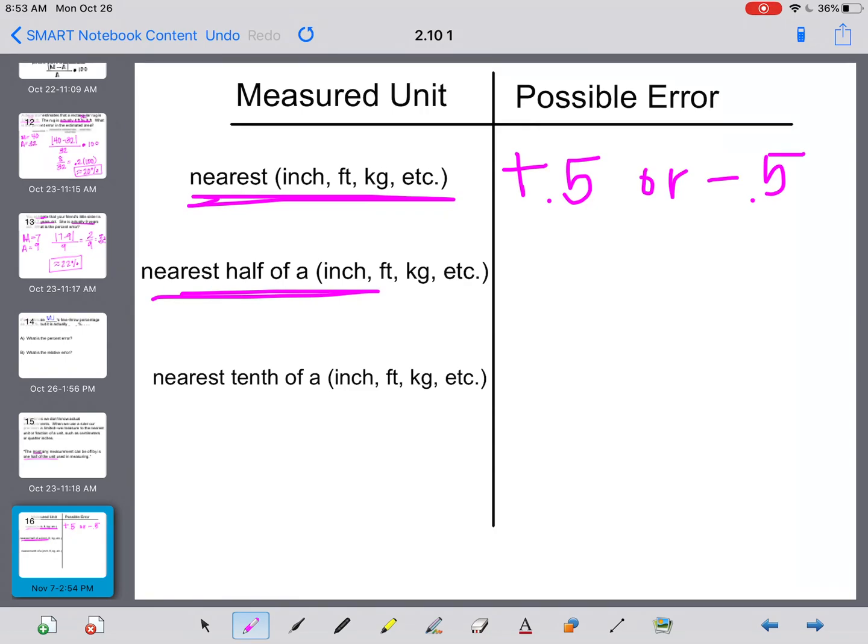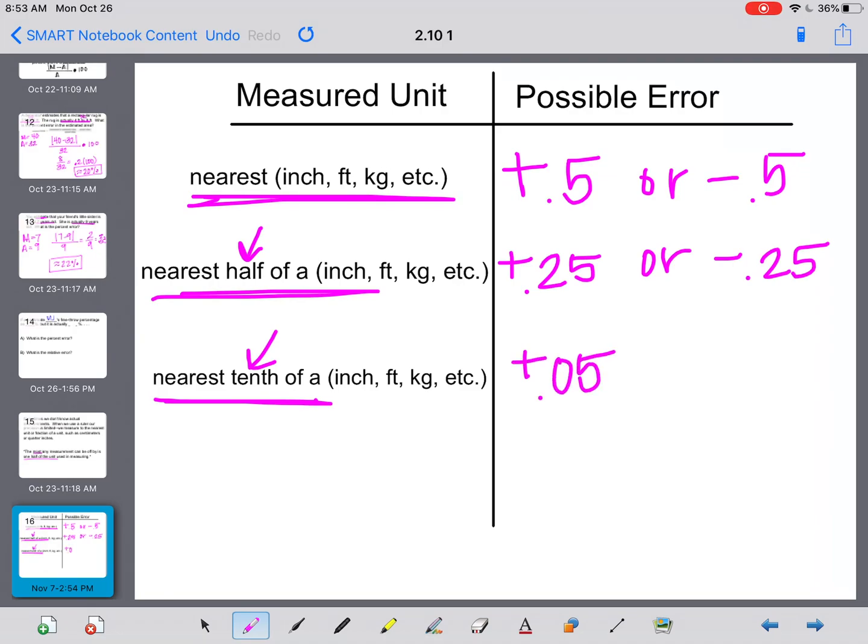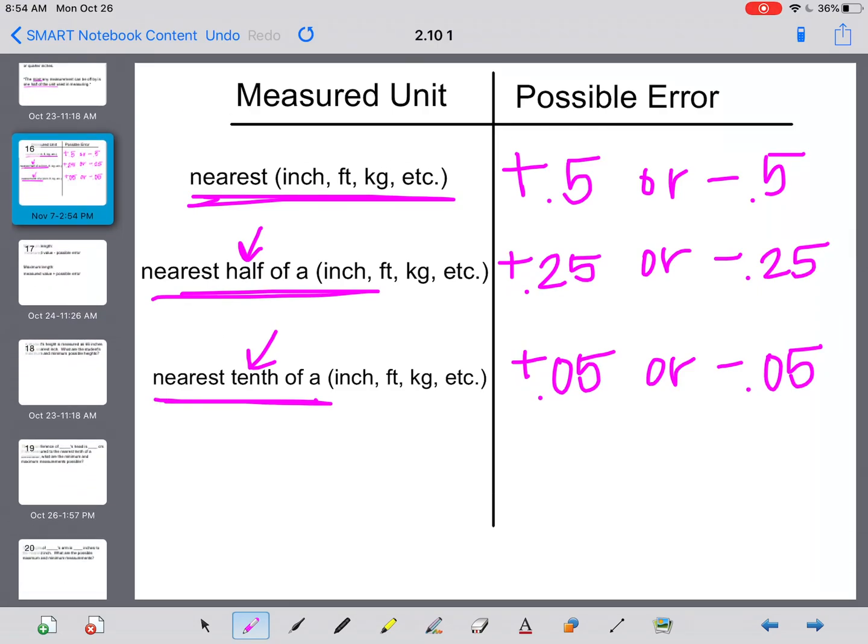If you're measuring to the nearest half unit, so the nearest half inch or half foot, etc., you only get to be off by a quarter, because a quarter is half of your half. So you can be higher by a quarter or lower by a quarter. This would be really good to write in your notes. People forget this often. If you're measuring to the nearest tenth of your unit, half of a tenth is 0.05. So you can be up by 0.05 or you could be down by 0.05. Keep this in mind when you do the next couple questions, because it's easy to forget.